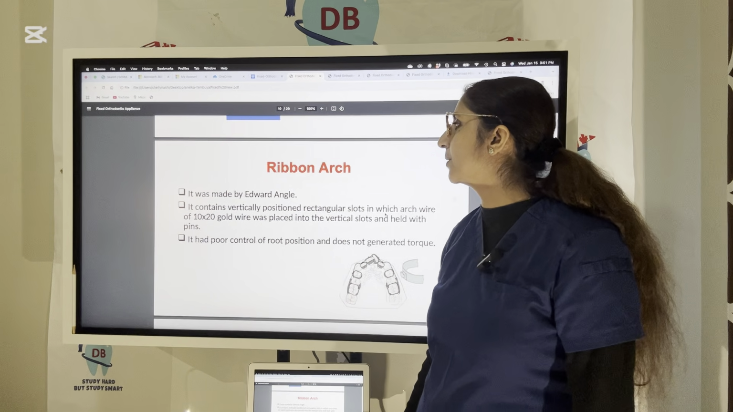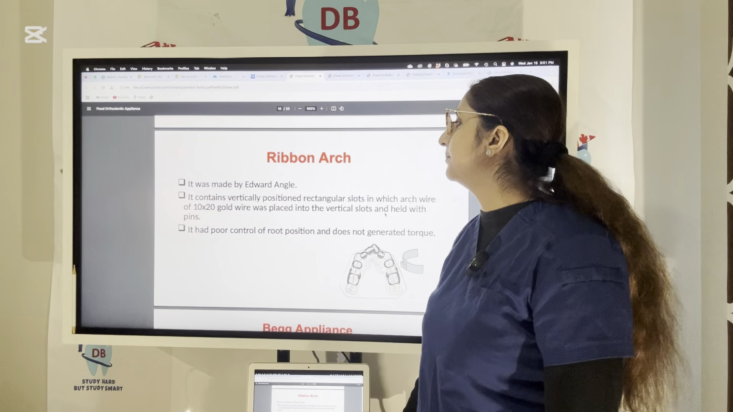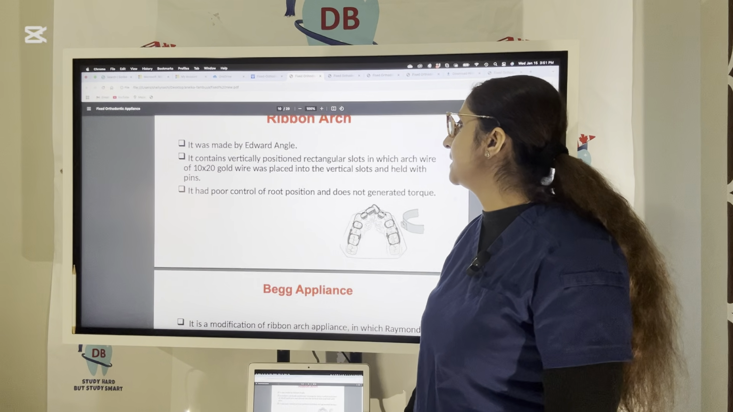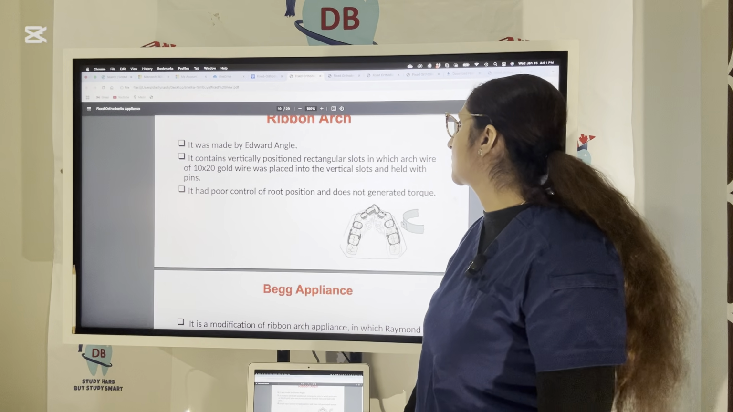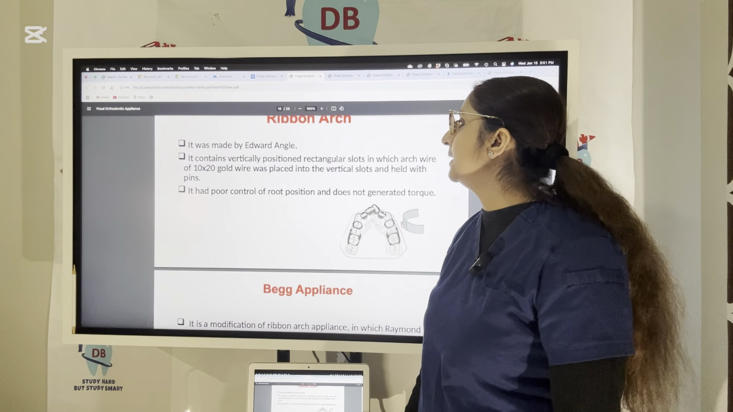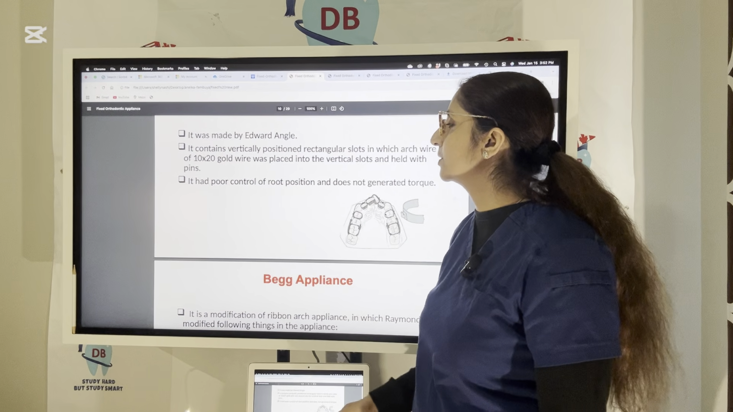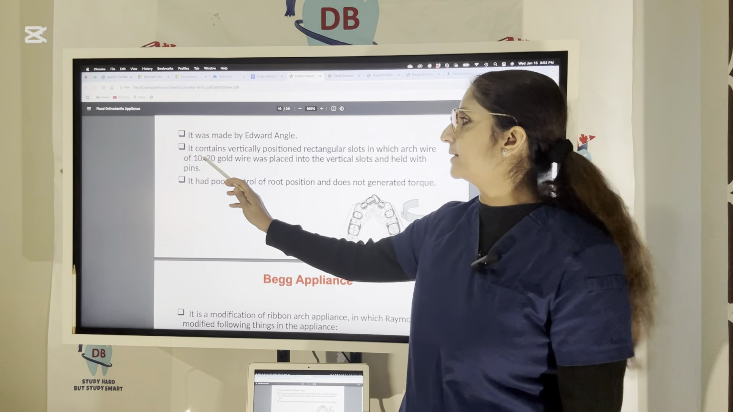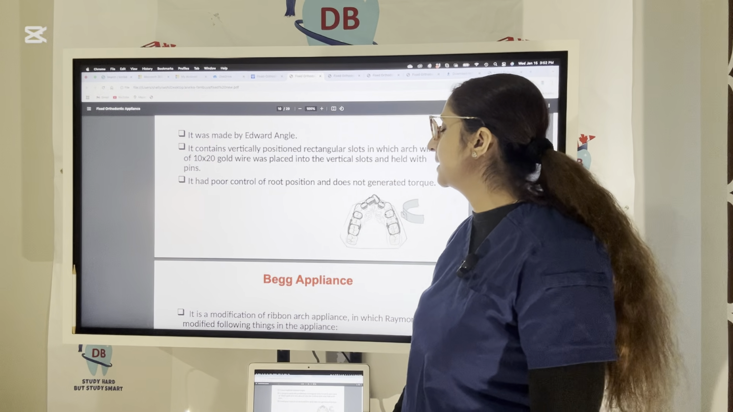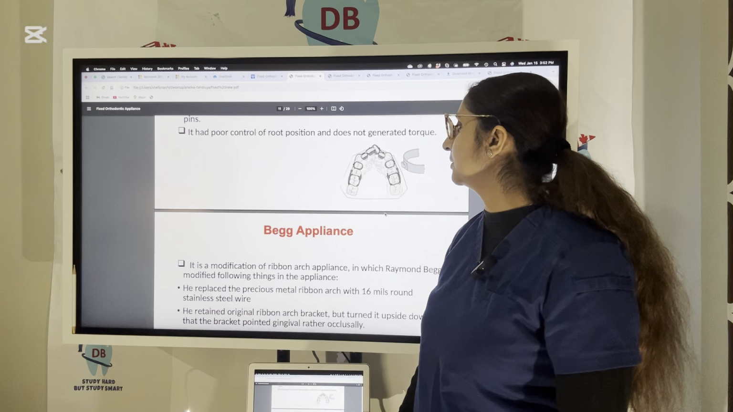First of all, let us talk about the ribbon arch appliance. Ribbon arch appliance was developed by Edward Angle. It contains vertically positioned rectangular slots in which the arch wire of 10 times 20 inch gold wire was placed into the vertical slot and held with a pin. So this is the dimension of the gold wire: 10 times 20 thousandths of an inch. It has poor control of root position and does not generate torque.